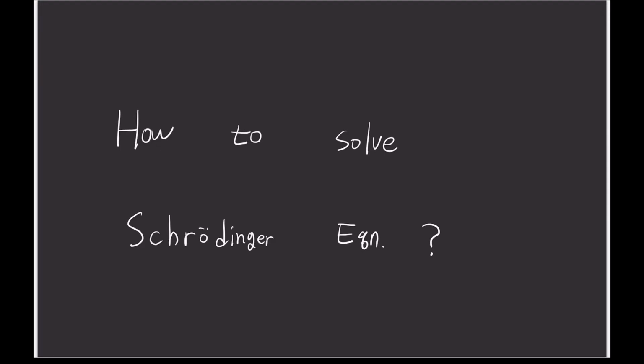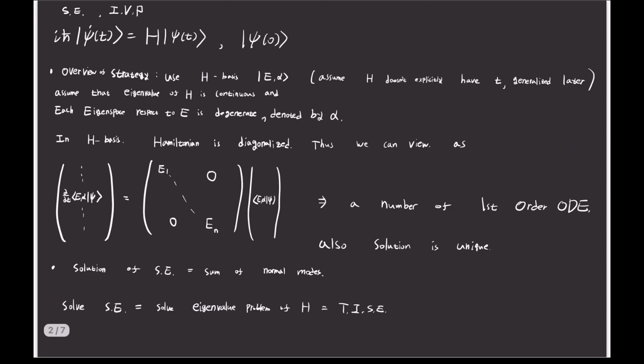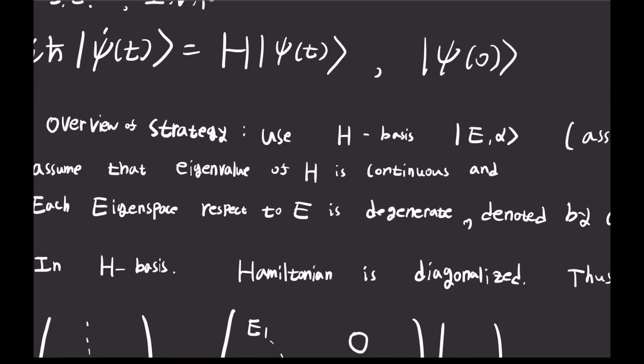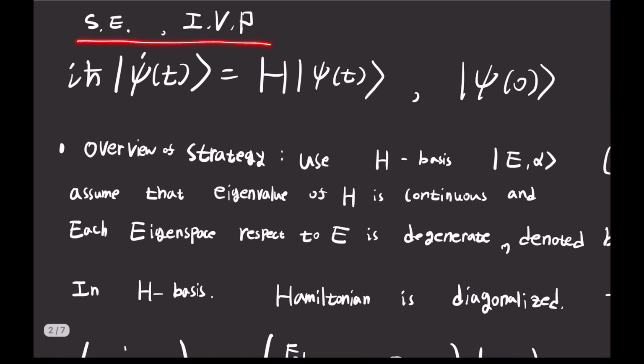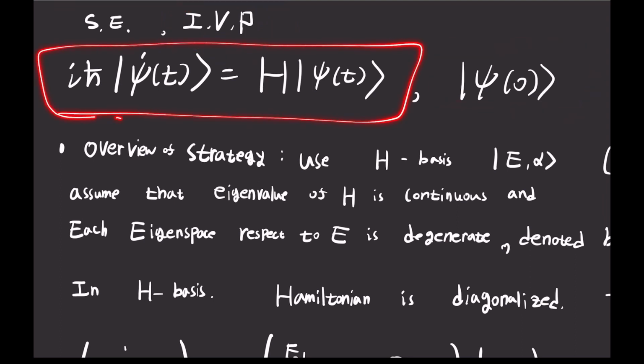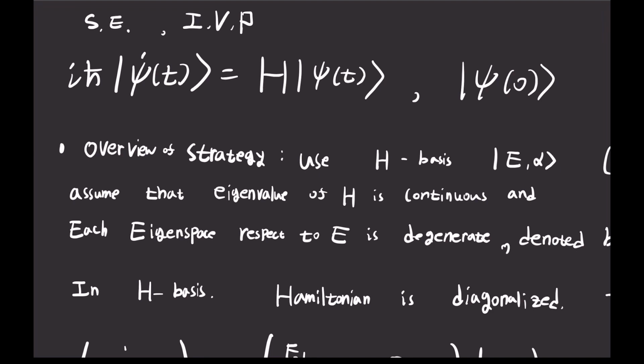Hello everyone, this time I will give you a way to solve the Schrodinger equation logically. Let's start. Let's see the Schrodinger equation as an initial value problem. Initial value problem means the initial value is given, and this is the Schrodinger equation in ket representation.